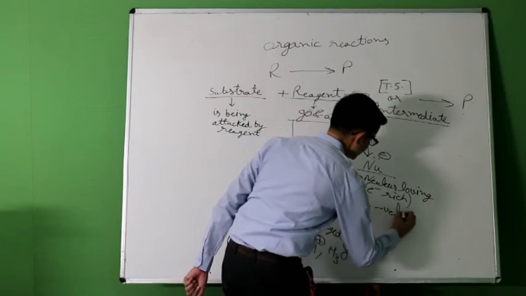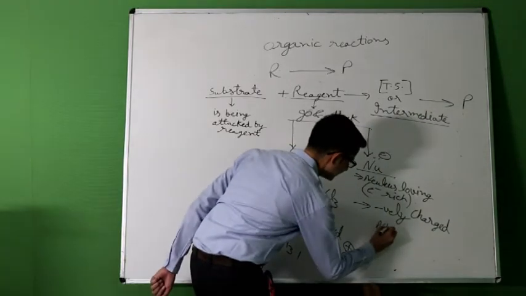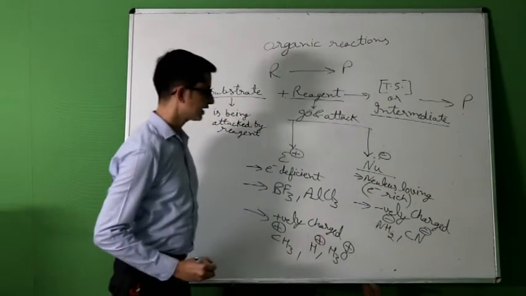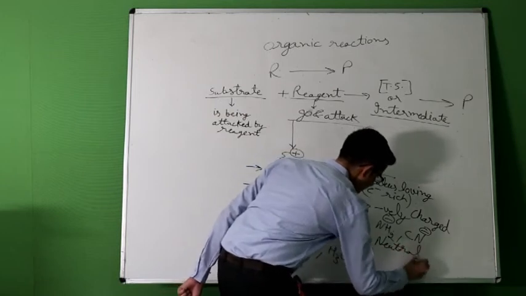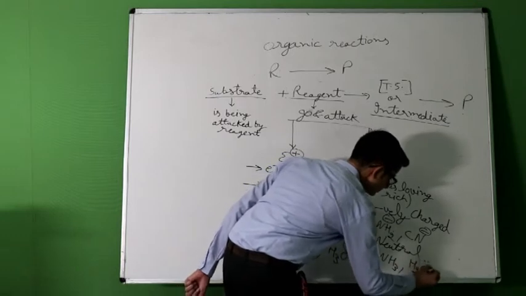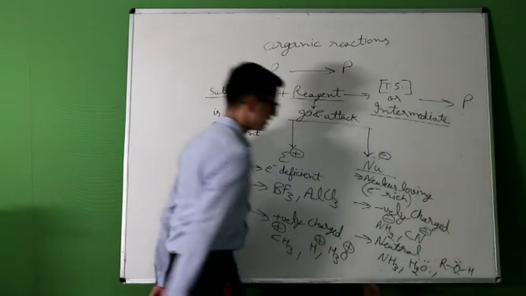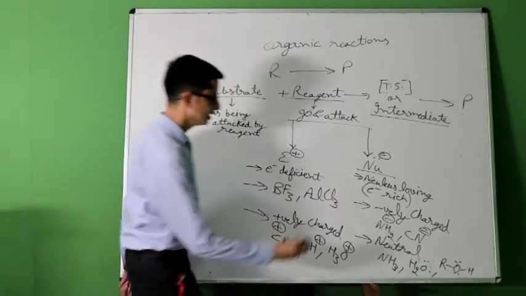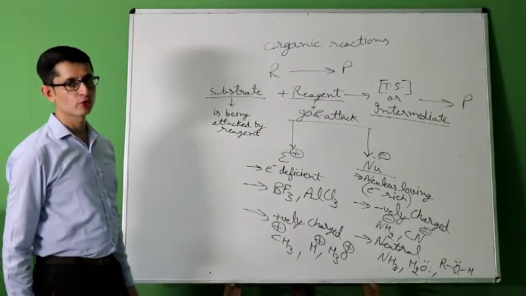One is negatively charged, like amide ion, cyanide ion, etc. Second is neutral, like ammonia, water and alcohol. In the case of neutral nucleophiles or nucleophilic reagents, these are substances in which the central atom contains a lone pair of electrons.